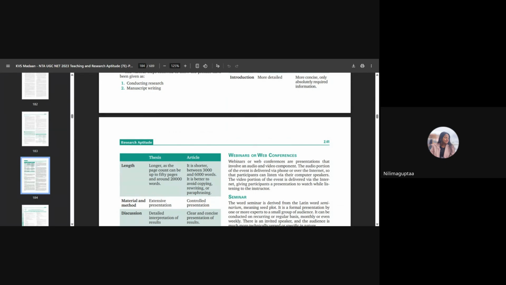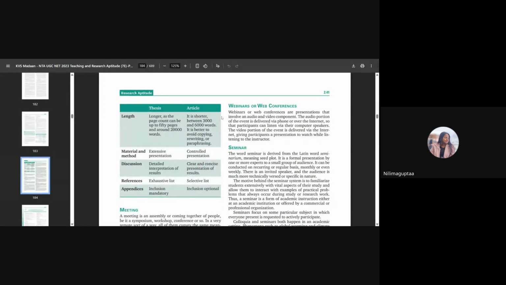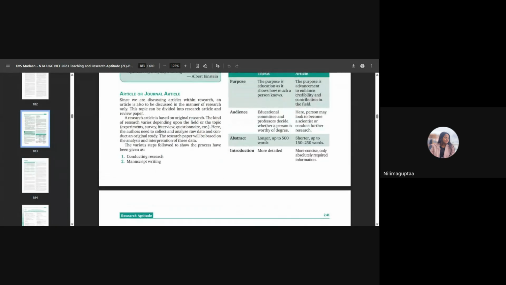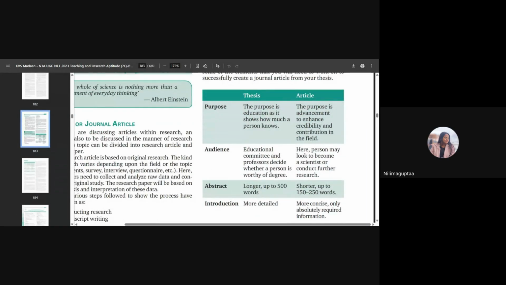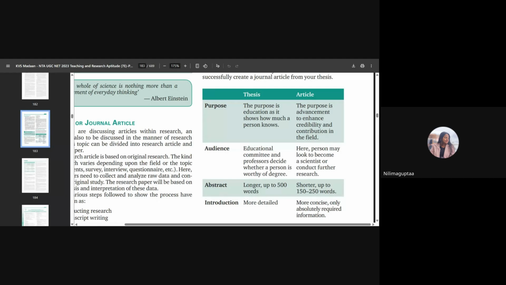There is one difference between a thesis and an article, and it will be helpful for you to know a little bit about it. As I told you, an article is a very small part. A thesis is a big part because it's a part of your whole PhD. A thesis is mostly for an educational committee, when your PhD interviews and vivas are done and the professor decides whether the person is worthy of a degree, and that goes for the master's level also when you submit your thesis. When an article is written, the person looks to become a scientist or conduct further research.